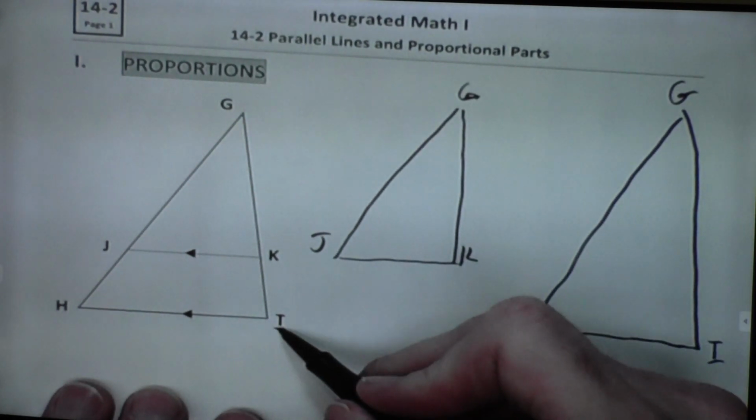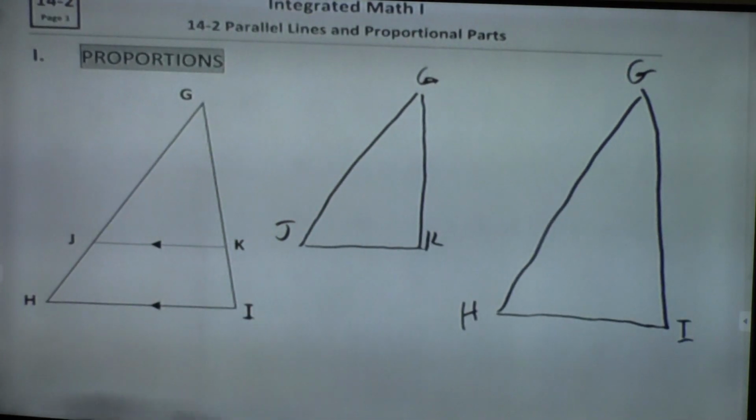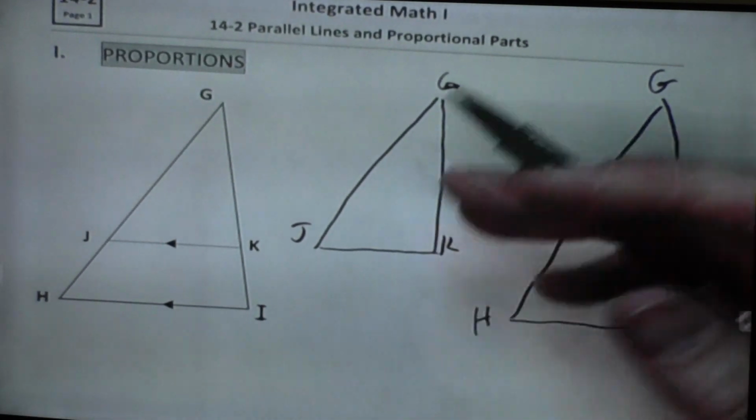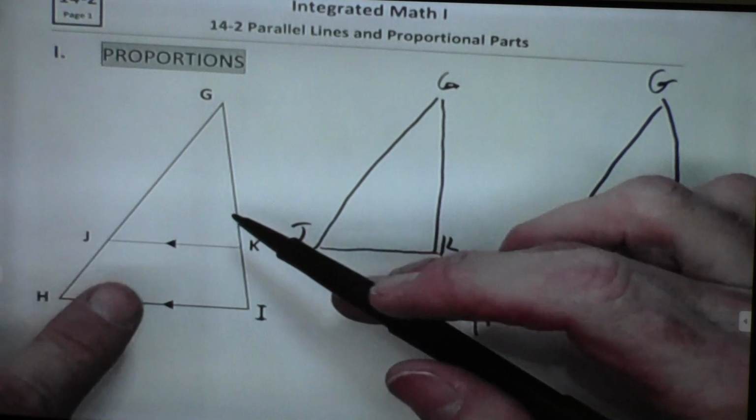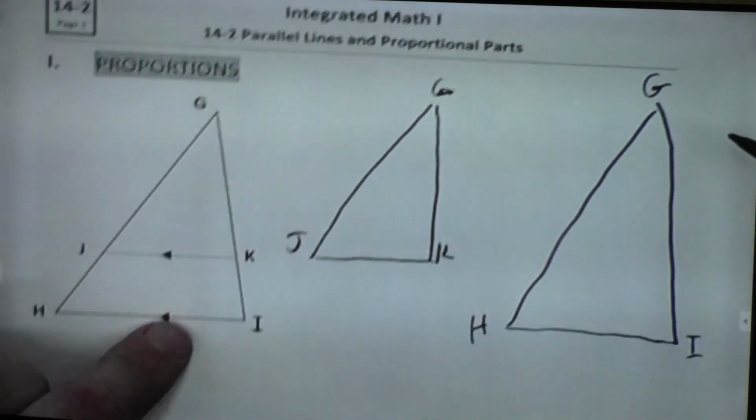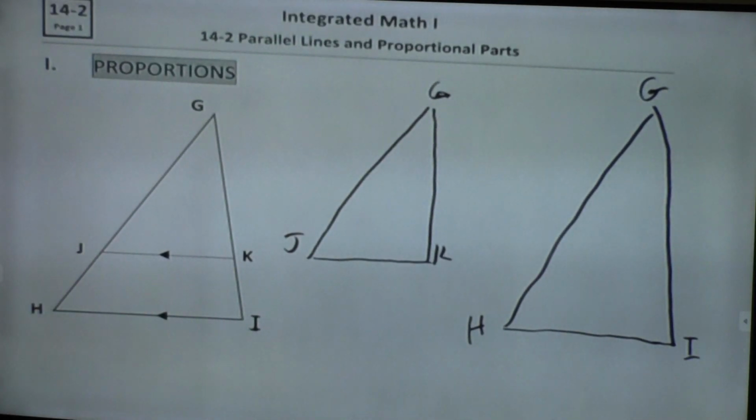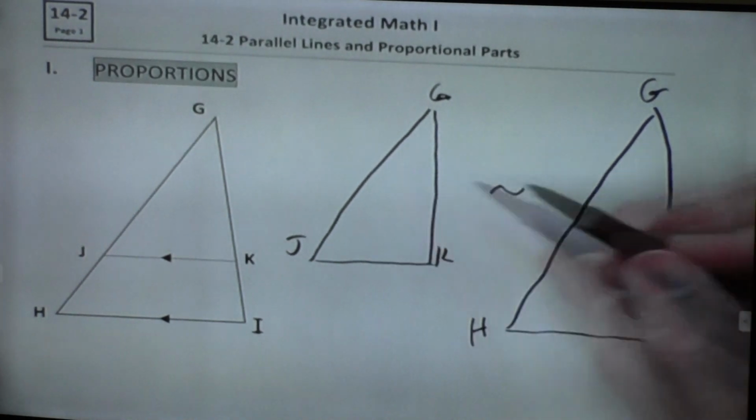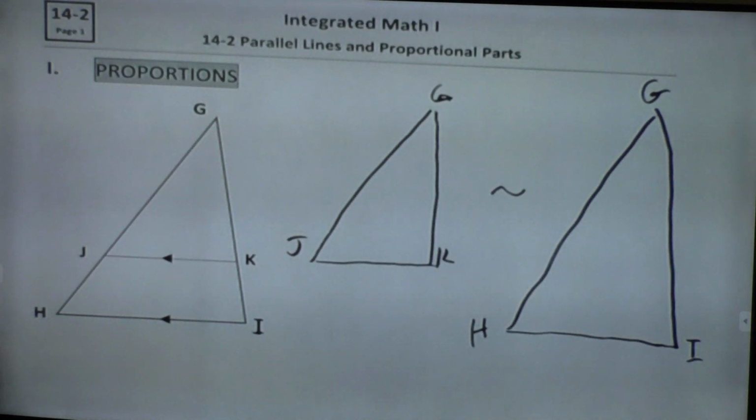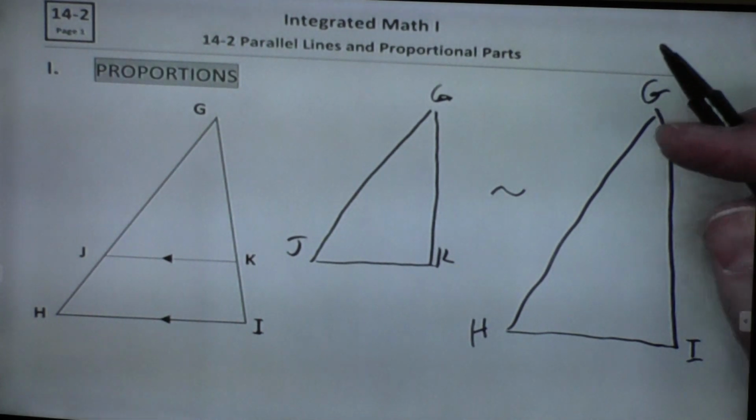The parallel line thing helps us, because the question here is, how do you prove that this triangle and the bigger one are similar? So I want to be able to say that this one's similar to that. Well, that means I need either AA or SSS or SAS. I need one of those three things to prove it.